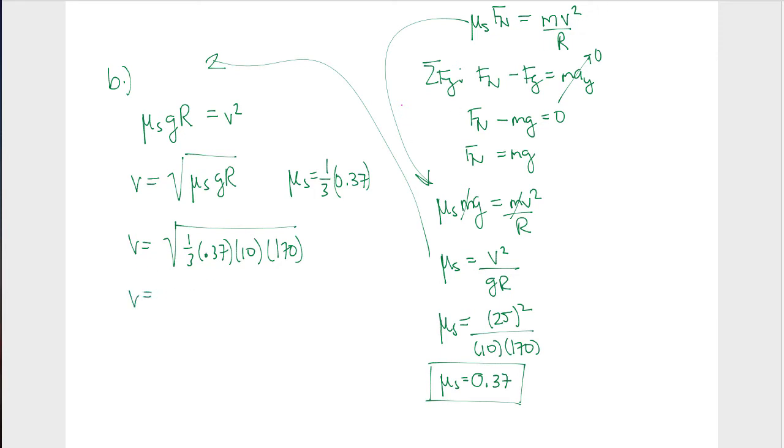Plugging this into my calculator, I get a velocity of only 14.5 meters per second. So hopefully you get a smaller velocity because you're on ice, so you should be able to travel only a little bit slower.